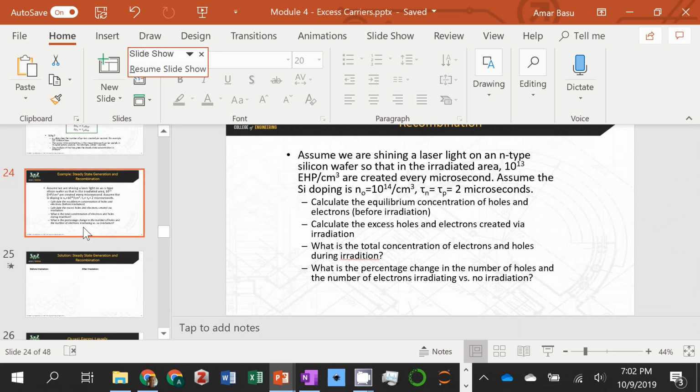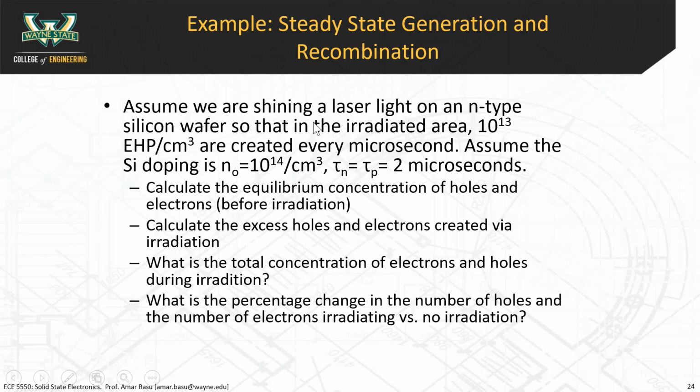Okay, in the last 10 minutes or so here, we can just cover the steady state generation and recombination. This is an example problem, so we'll go through all the math of it. So we're shining laser light on an n-type material.